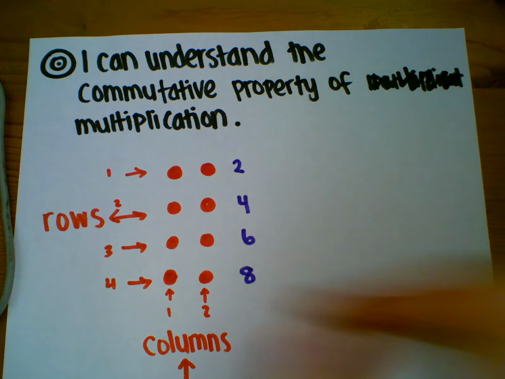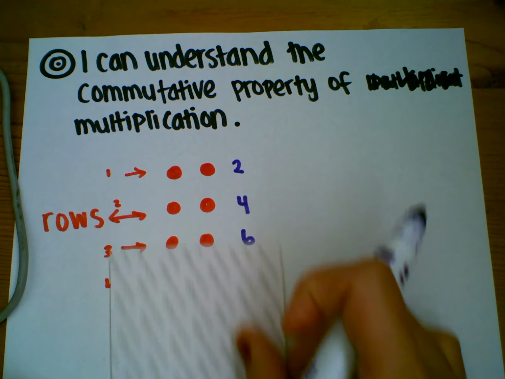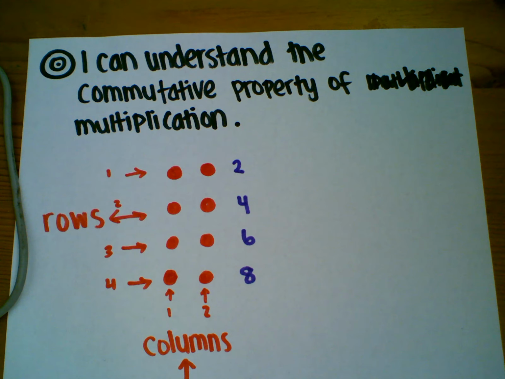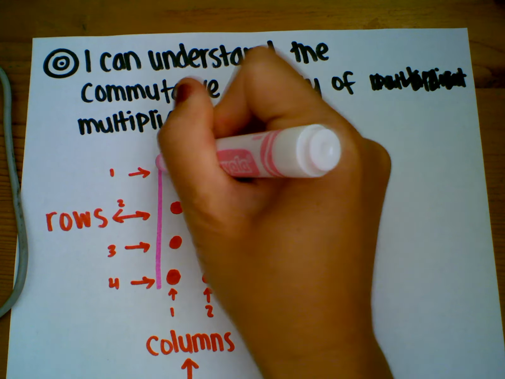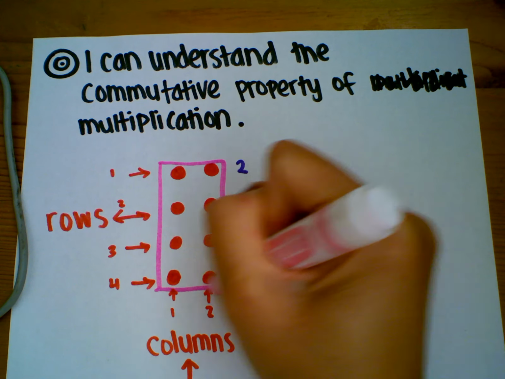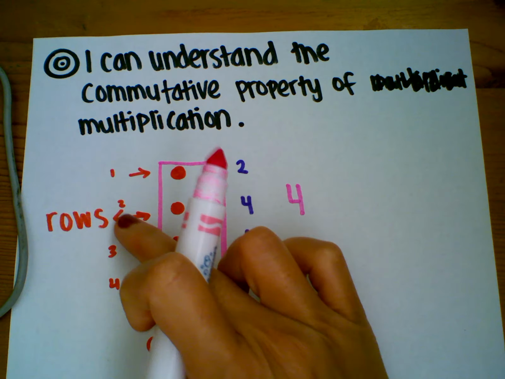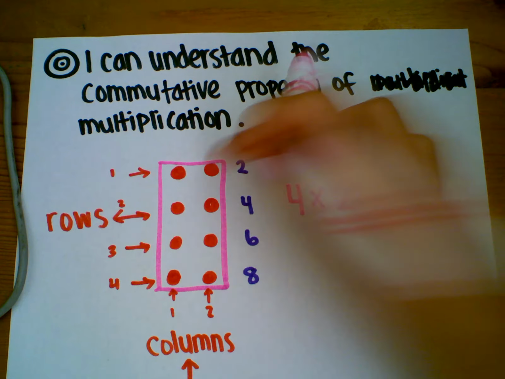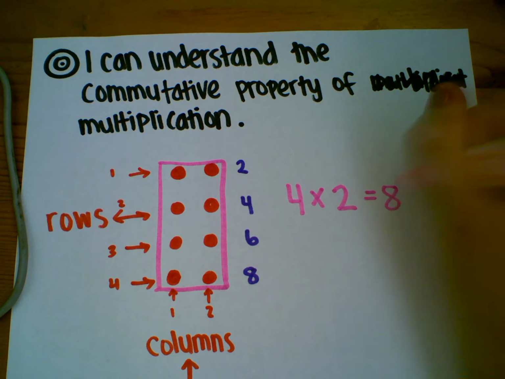And you can see that if I cover it with a Post-it, you can see 2 dots, 4 dots, 6 dots, and then 8 dots. So for this array here, I'm going to put a pink around the array right here. So we're just looking at these 8 dots here. Our array here, we can write this as 4, because there's 4 rows, 1, 2, 3, 4, times 2. There's 2 dots in each row. So this is 4 times 2 is equal to 8.